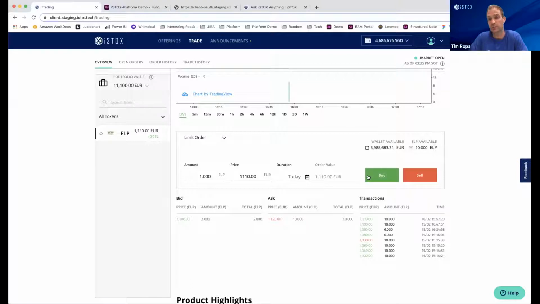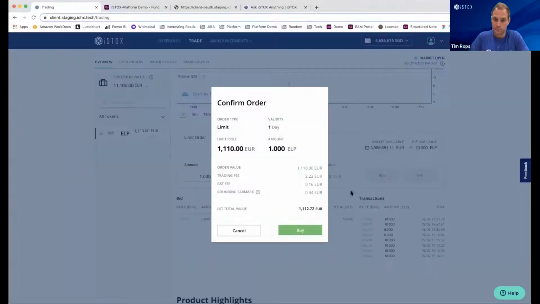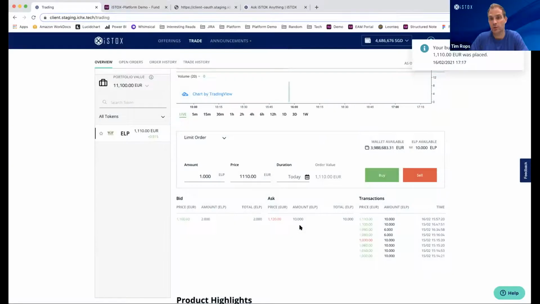If I simply hit buy, it will give me a summary, and my order will go into the order book. Now we see that there's an additional order which gets priority because it has a higher price. And this is very simple.